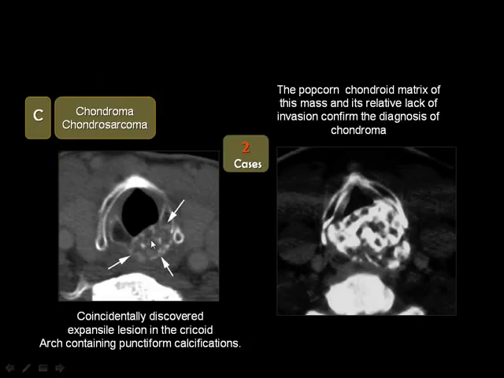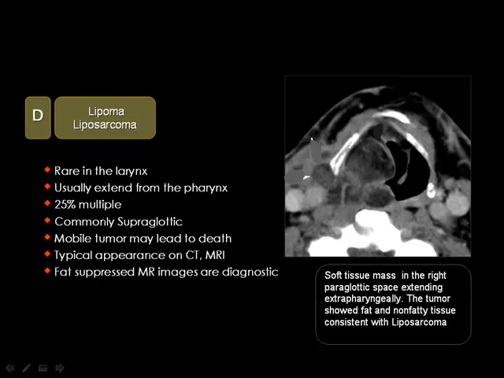These are two different cases of chondroma obtained from the literature showing a calcified lesion in the larynx. Both are located posteriorly. They look benign, but we cannot rely upon this. We should have a biopsy to verify the nature of the lesion.